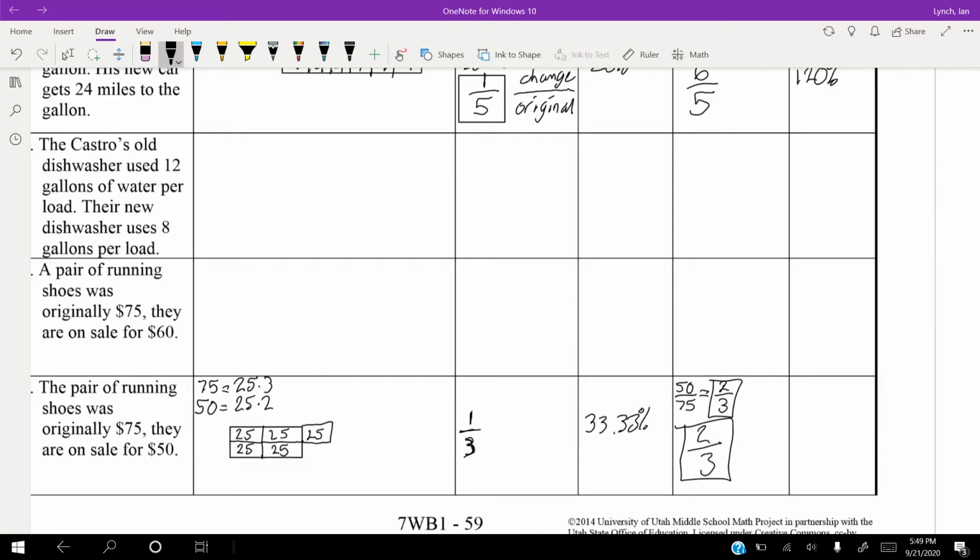Now, percent-wise, we're going to take 100% and subtract 33.33%. Well, that's easy. That gets us 66.67%. And we're good to go.